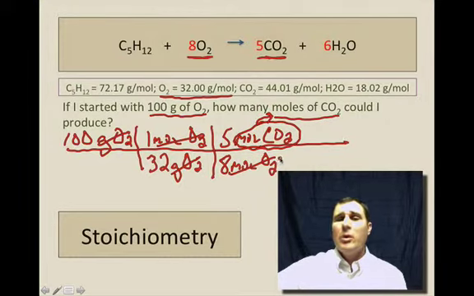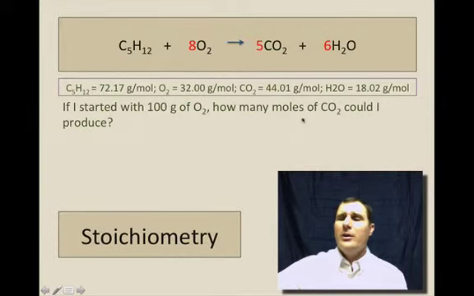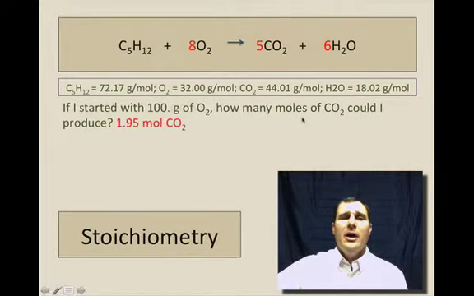So it seems like my work's done. All I got to do now is get out my calculator and multiply 100 times 5 equals, and I divide by everything on the bottom. So divided by 8 equals, divided by 32 equals. And when I'm done with that, hopefully, I come up with 1.95 moles of carbon dioxide. Good. Let's try another one.